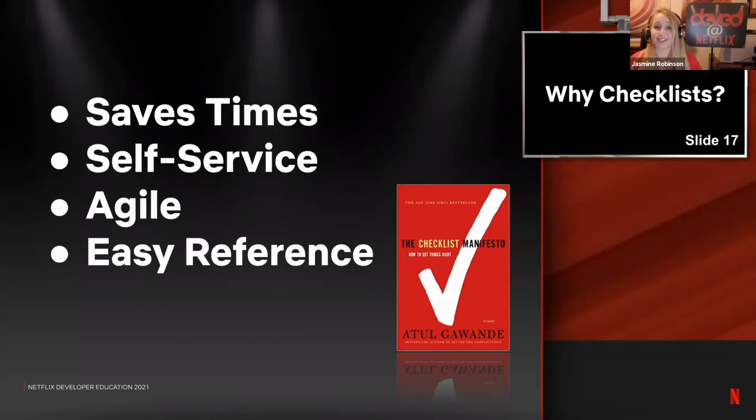Agile. Our engineers are used to Jira tasks and Kanban boards. They like to have things in list format so they can flag things as completed. Checklists just work really well in an engineering culture. And checklists are an easy reference.